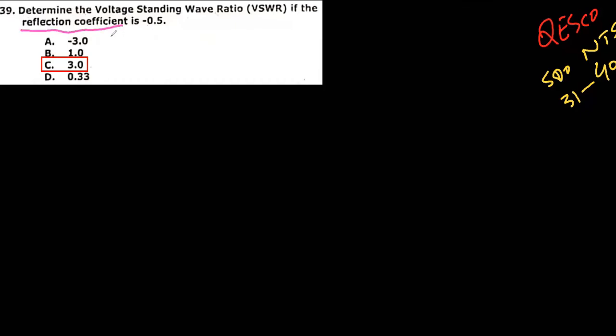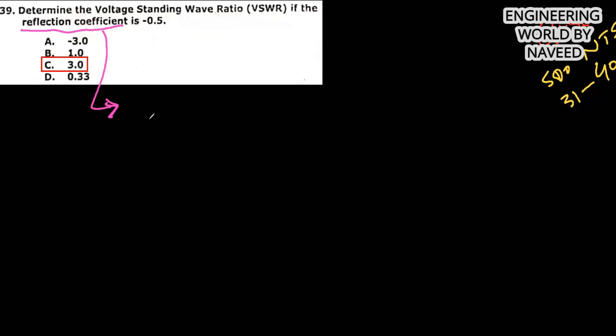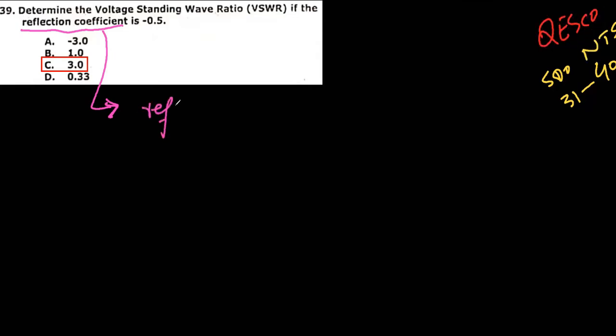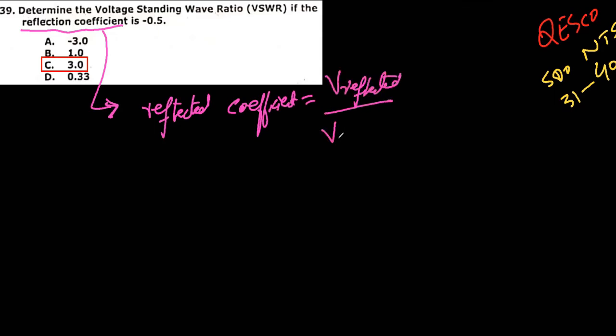Okay, next MCQ is: determine the voltage standing wave ratio if the reflection coefficient is minus 0.5. Actually, I discussed in detail the reflection coefficient in one of my last videos of this past paper series. If you want to see that video, you need to go to the playlist, and in the playlist you will find the past paper. In that video, we discussed that the reflection coefficient is equal to the voltage of the reflected wave divided by the voltage of the forward wave.